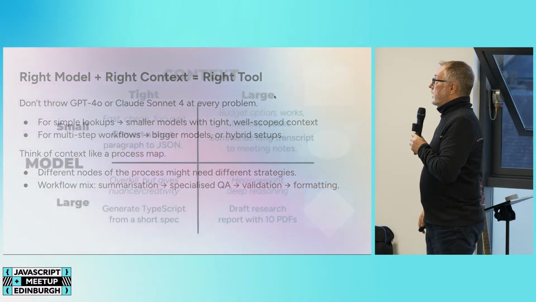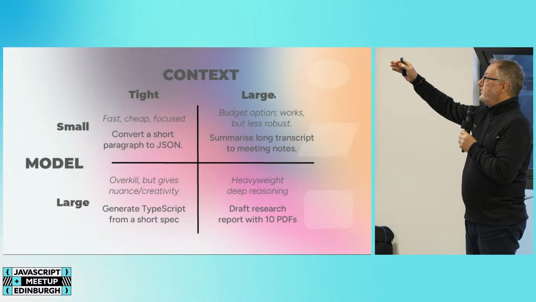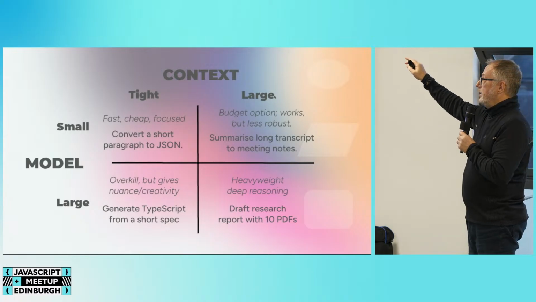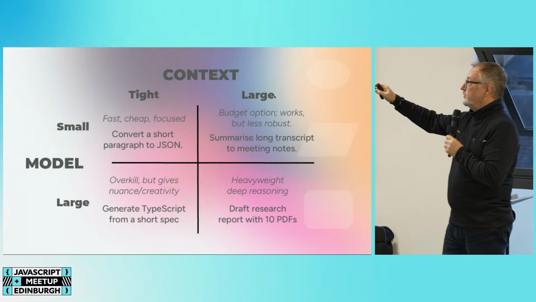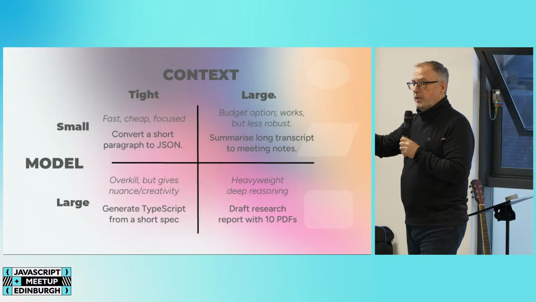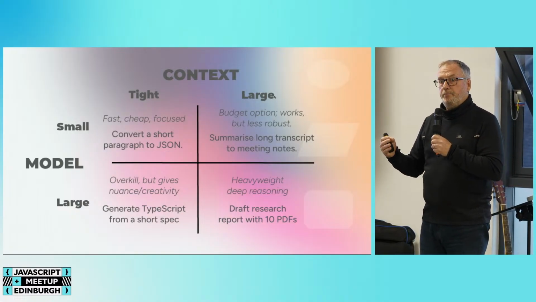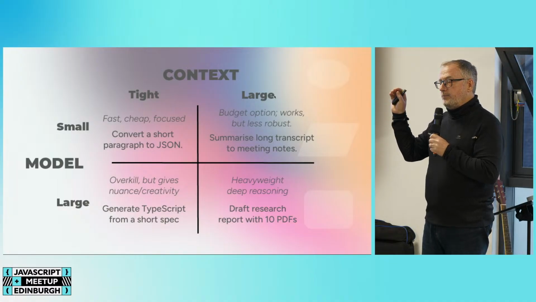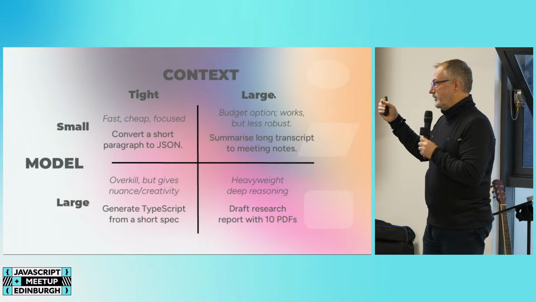So here's my quadrant. It's quite straightforward. A nice tight context, i.e. we're not giving it too much, we're not loading in too much. And then a large context. And then we've got the models, a small model and a large model. And of course, there's lots of places in between. It's probably quite difficult to conceptualize, but I'm just trying to make it obvious how I've contextualized the context.